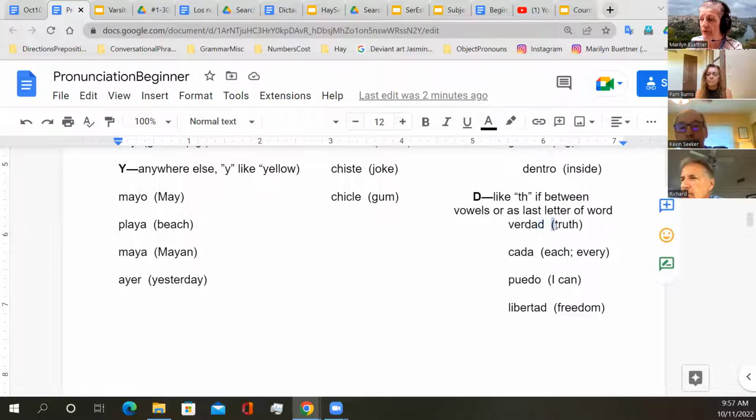Here's the word for truth, verdad. Verdad. And it won't be bear, it'll be be, right? Verdad is a really important word. Besides meaning truth, it is also used to indicate a couple things. People may say it as a question, verdad, really?